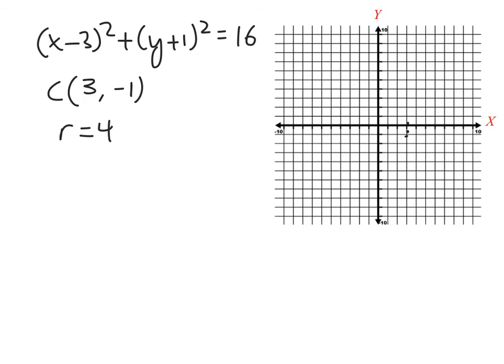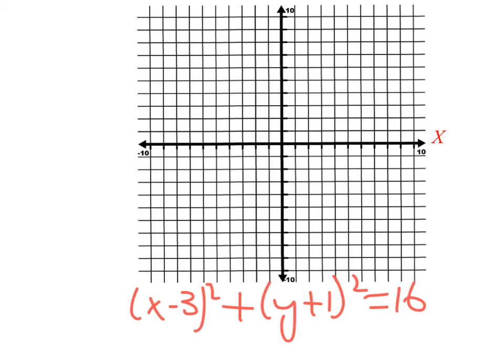No, I'm going to have to zoom in. Okay, the center was 3, -1, and the radius is 4. Let's try this again. 3, -1 is right there. Has a radius of 4, so point there, point there, point there, point there.